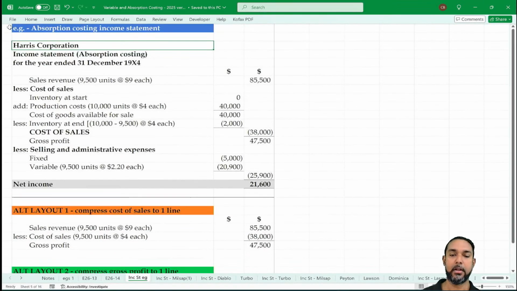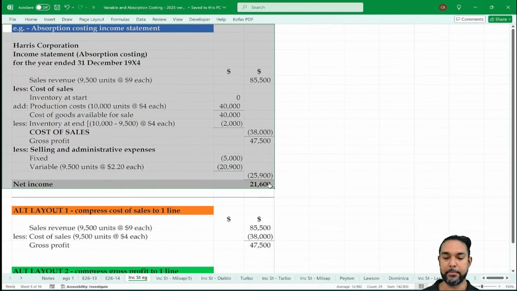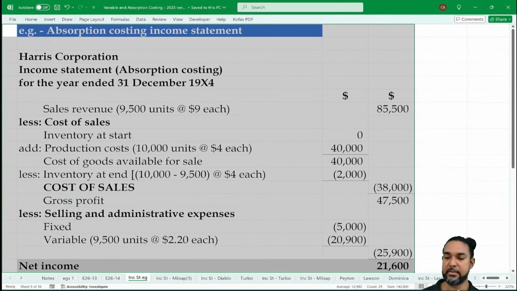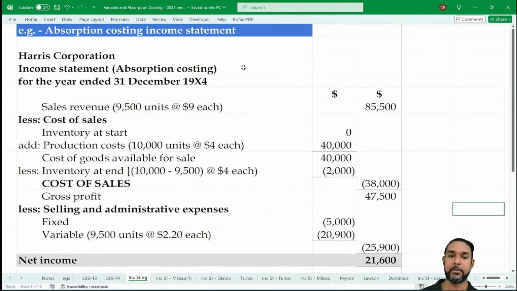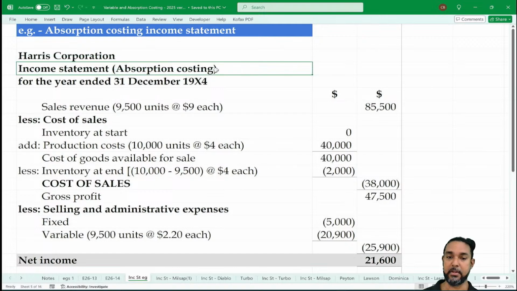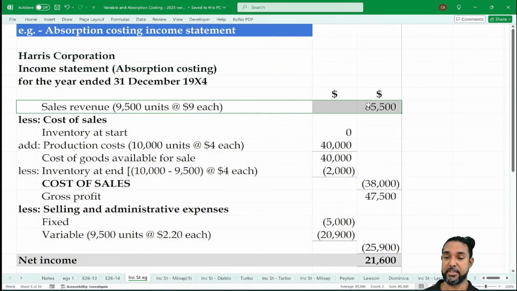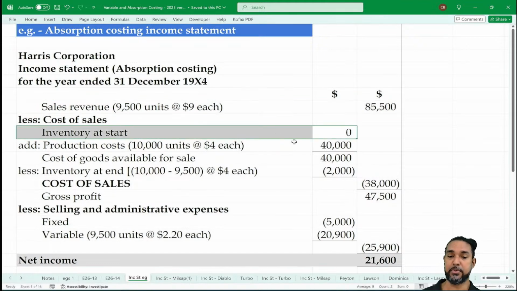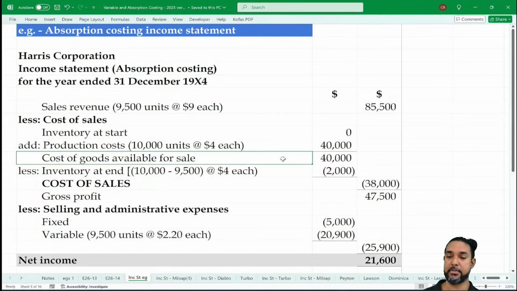Now, we did a long version for those who are a bit more conventional and like to see things the way they were. So heading normally: name of the entity, name of the financial statement, income statement, and the period to which it applies. You have your sales revenue. We had a little arithmetic to do here. We had no inventory at start in this question, but we added production costs to give cost of goods available, and then you subtracted your ending inventory.